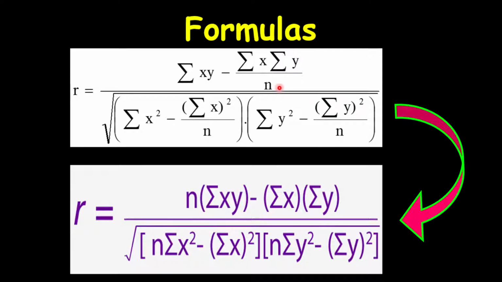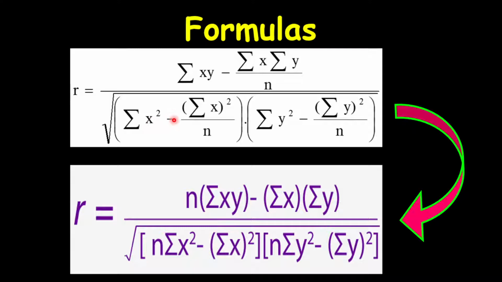And I'm going to talk about what n is. I will tell you what these are in a few. And all of that will be divided by the square root of the sum of x squared minus the sum of x all squared divided by n.